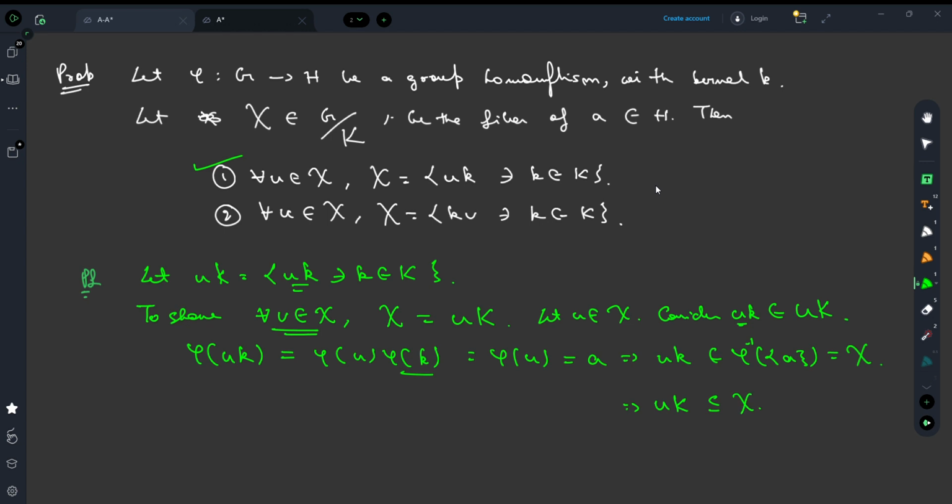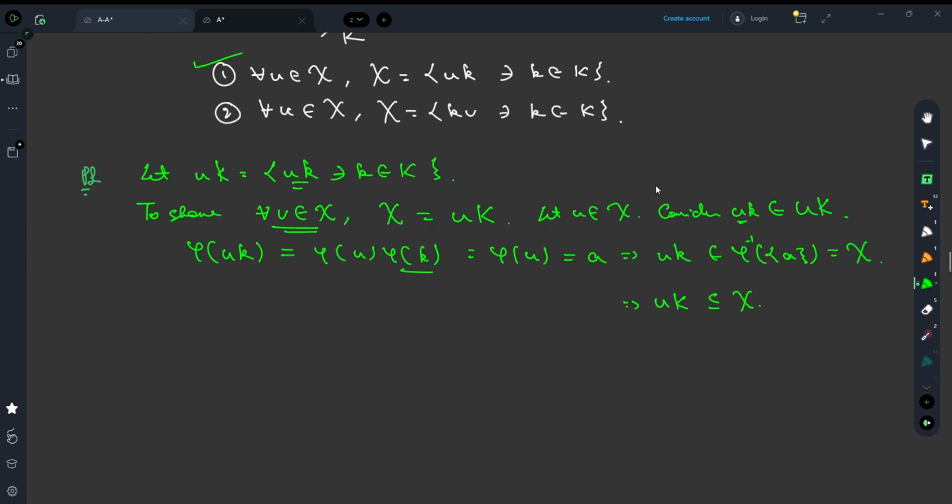Clear? Okay, now we need to show the reverse inclusion. So let G be an element from chi. To show that G is an element of uK, how do we show this? Let k be the element u inverse g. u is an element of chi, an arbitrary element of chi.